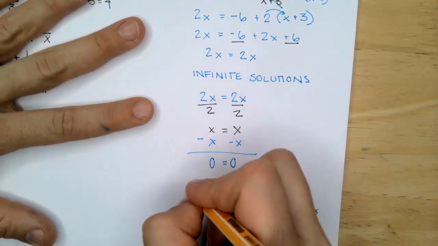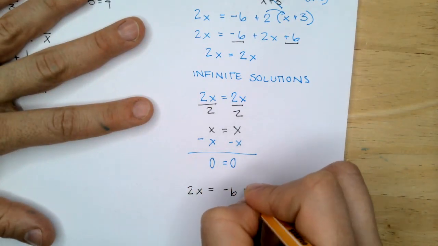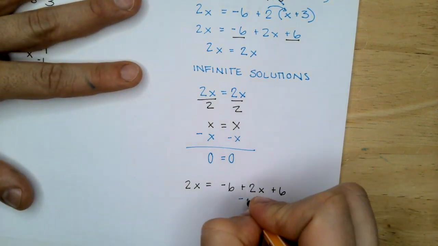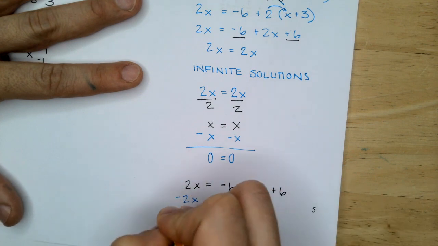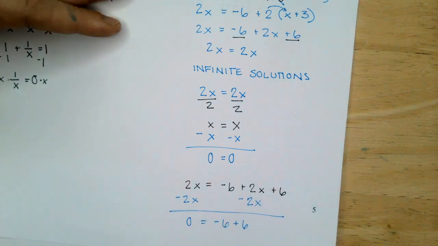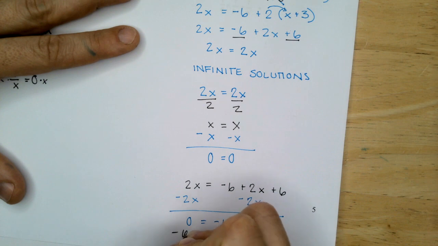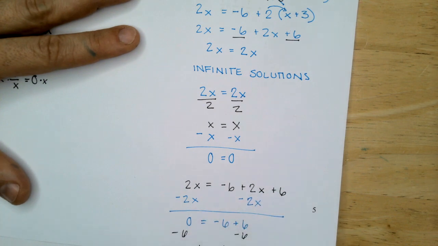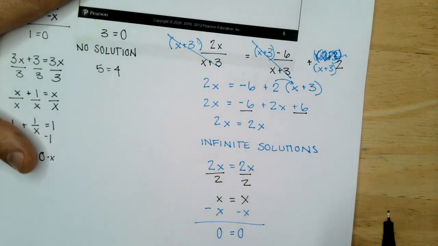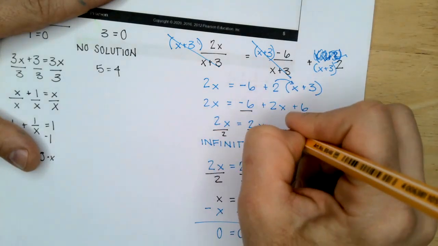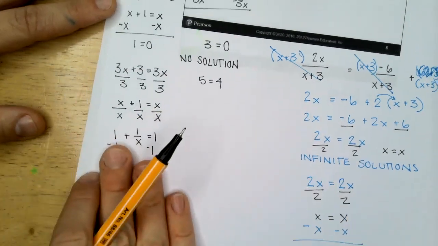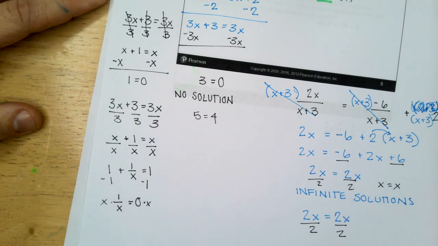Even here, when we had 2x equals negative 6 plus 2x plus 6, if I wanted to subtract the 2x right now, then it would just be 0 equals negative 6 plus 6. That's true, right? I could even move this 6 over. Subtract 6, and I would get negative 6 equals negative 6. So there are many ways to see it. Negative 6 equals negative 6, 0 equals 0, 2x equals 2x, or divide by 2 and get x equals x, right? But the point is these are all true, so it's infinite solutions. None of these are true. Not true, not true, not true, no solution.